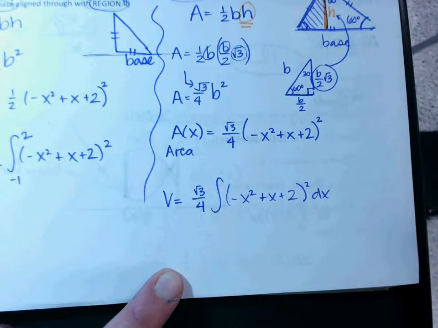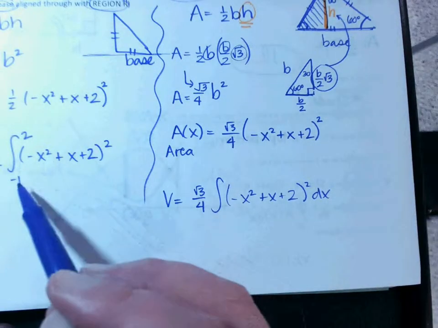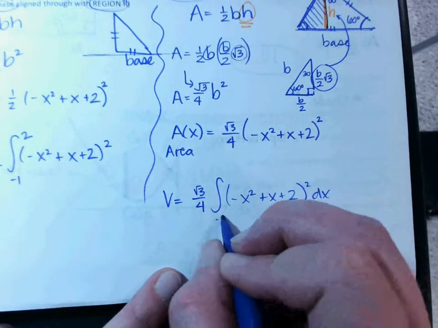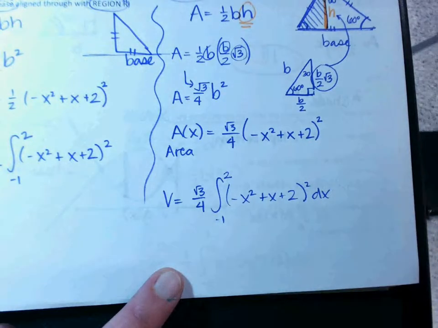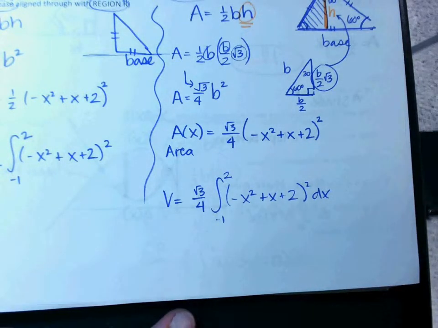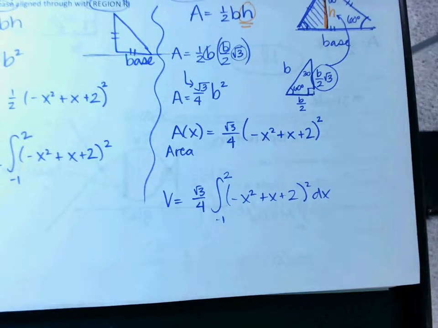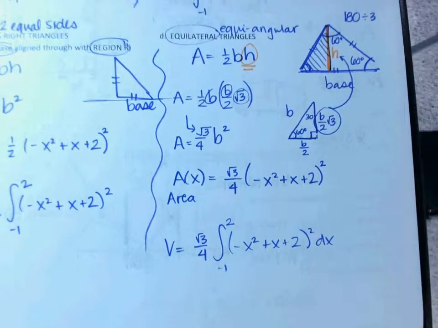And then that would be from, if you remember, my endpoints were -1 and 2, just like they were on all the other ones. Okay? And that would give you the volume of that shape. Which, again, not super important that you can visualize that. More important, really, just that you understand how to find the volumes. Okay?